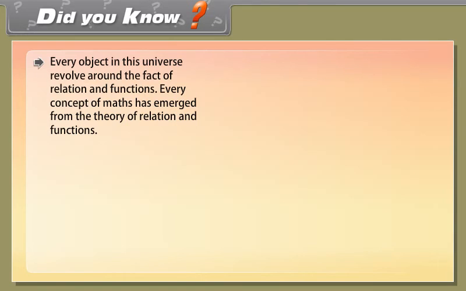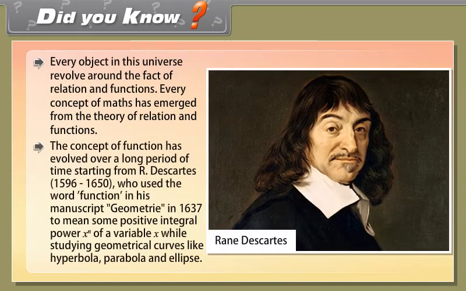Did you know? Every object in this universe revolves around the fact of relations and functions. Every concept of math has emerged from the theory of relations and functions. The concept of function has evolved over a long period of time, starting from R. Descartes, 1596 to 1650, who used the word function in his manuscript Geometry in 1637 to mean some positive integral power x^n of a variable x while studying geometrical curves like hyperbola, parabola, and ellipse.